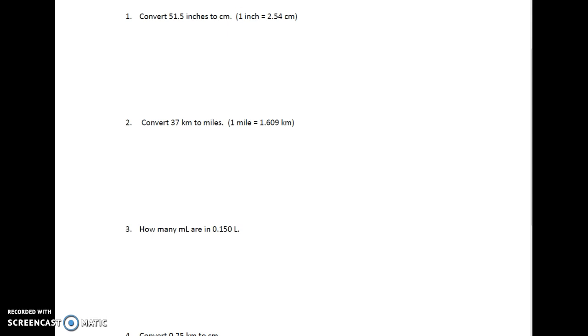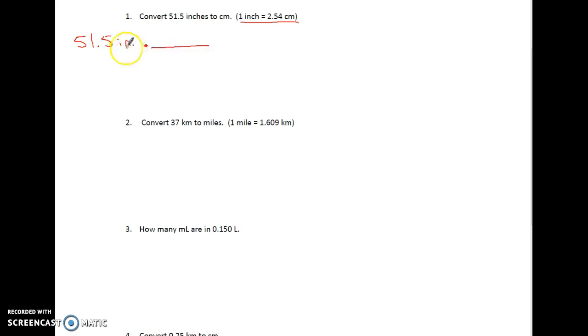So for example, I do not expect you to memorize that in 1 inch there's 2.54 centimeters. You will be given that one. So always write down the number with the units that you are given first, 51.5 inches. And we're going to set up our problem.